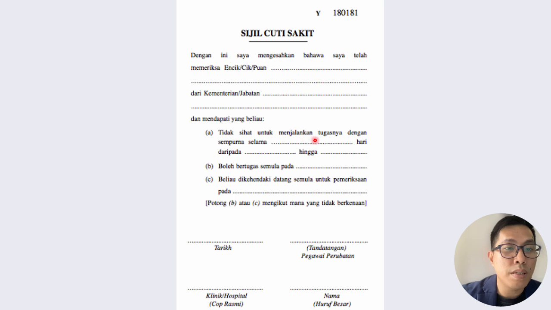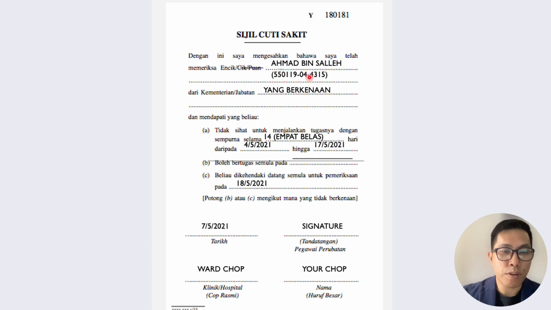Okay, tidak sihat untuk menjalankan tugasnya sempurna selama 3 hari. For example, you have to write number 3 and then in bracket 3 hari, or in reverse, 3 hari in bracket number 3, hari daripada tarikh bermula hari ini sehingga hari apa. Okay, boleh bertugas semula pada tarikh apa. If you want to leave this blank, please put a dash. Okay, beliau dikehendaki datang semula untuk peperiksaan pada, if you do not use this column, put a dash. Okay, your signature, your clinic or hospital CHOP, your signature, and then your CHOP. Right? Okay.